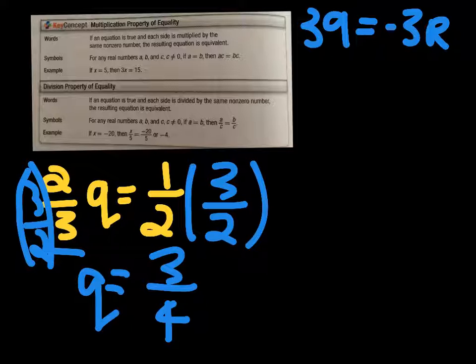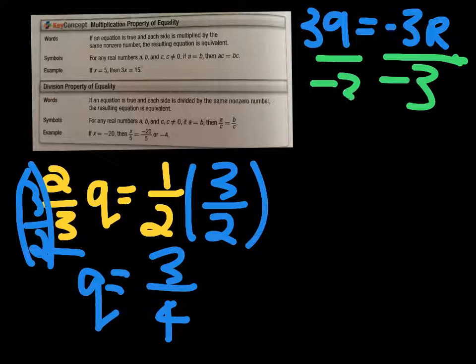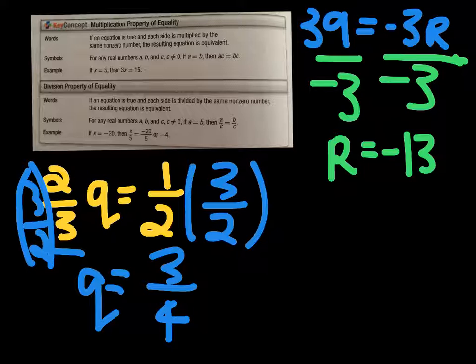So let's go look at this one over here. 39 equals negative 3 times R. So that means we're going to be doing division because this right here is multiplication. So we're going to divide by negative 3 to get the R by itself. That means we have to divide by negative 3 on this side. Bring down our R, and it now equals negative 13. And you can go back and check it. Negative 13 times negative 3. We know that a negative times a negative is a positive, so it's going to be positive. 3 times 3 is 9, and 3 times 1 is 3, so 39.